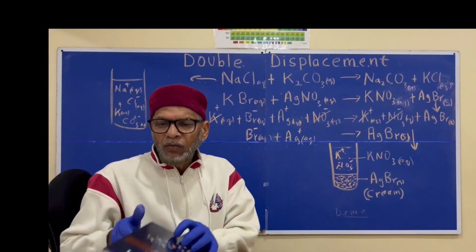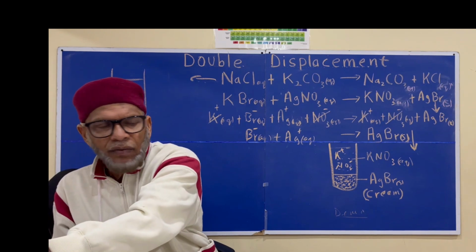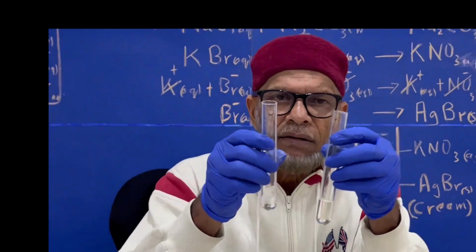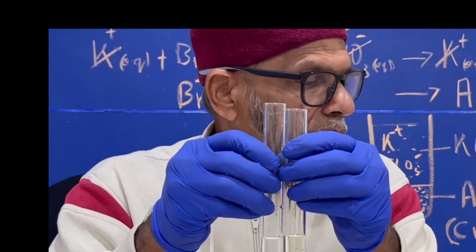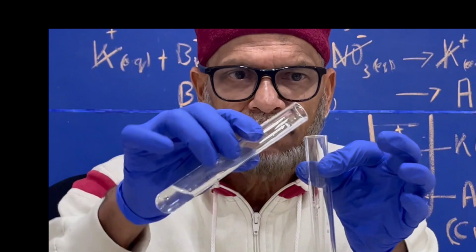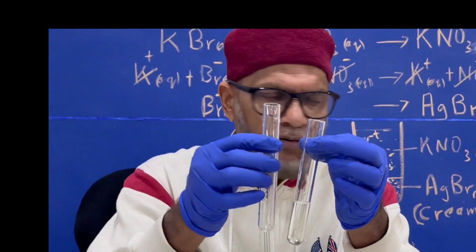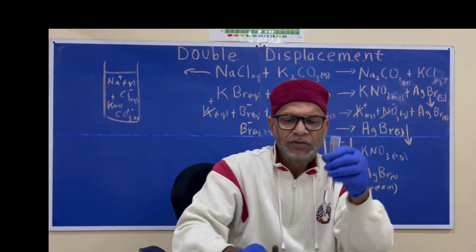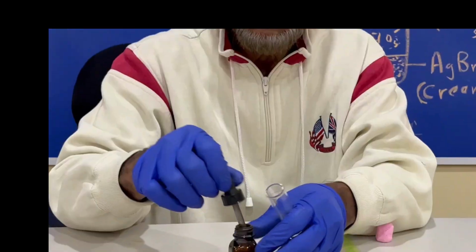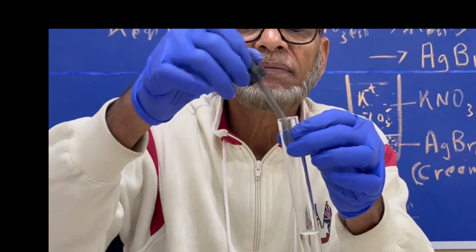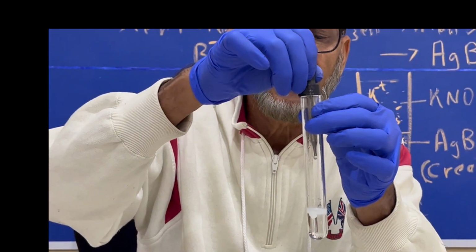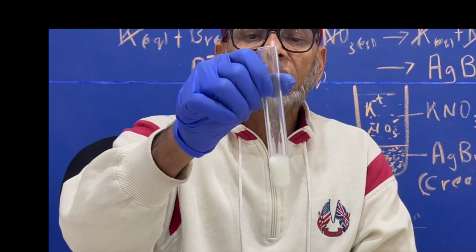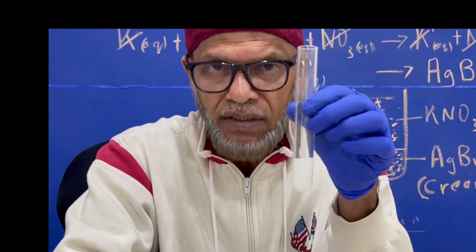So now we'll test our predictions by mixing these solutions together. This one here is the mixing of sodium chloride solution with potassium carbonate solution. We expect nothing to happen. Same thing, nothing happened. Now we'll mix potassium bromide solution with silver nitrate. We expect a precipitate to be formed now. See? Yes, our predictions were right. That's a precipitate of silver bromide there. The whole thing is looking cream.